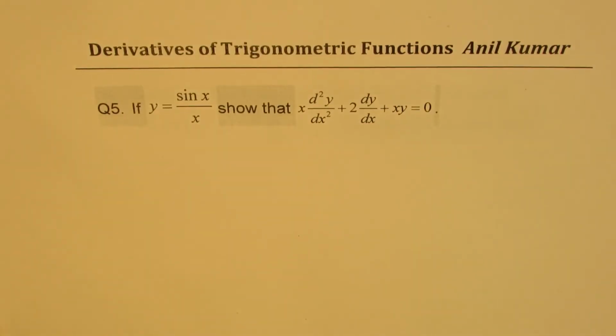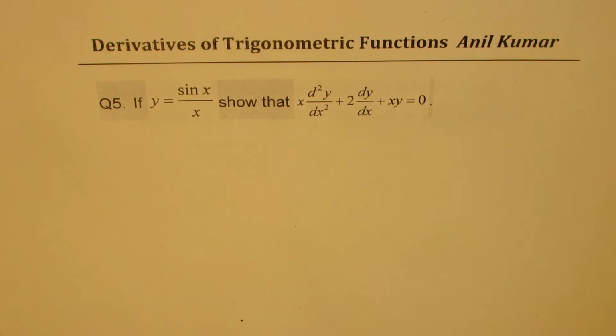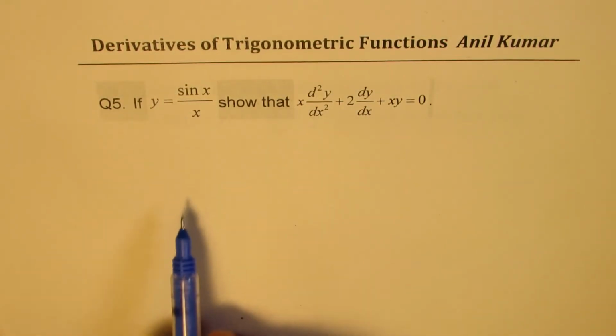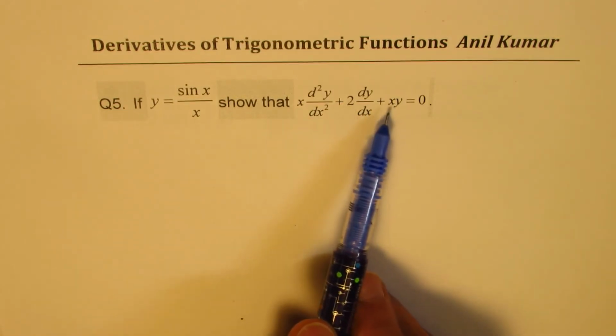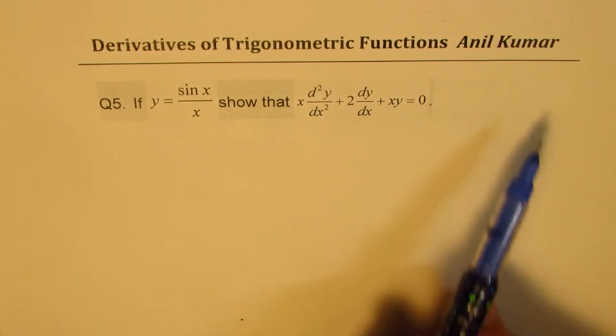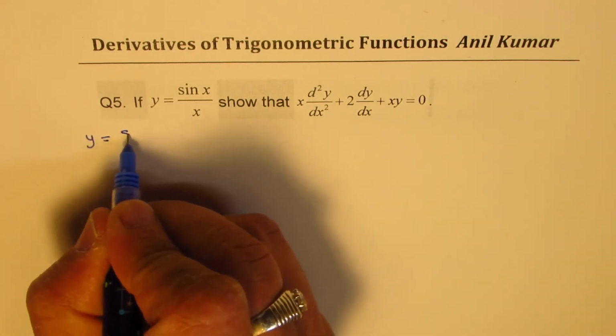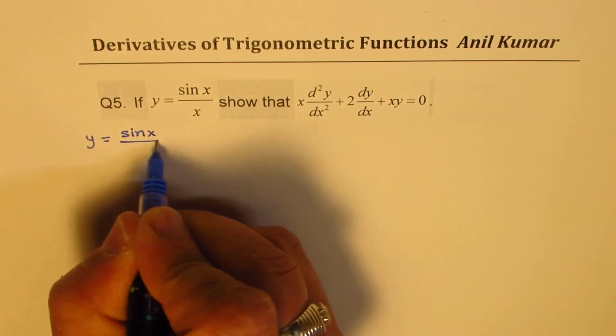Question number 5. If y equals sin x over x, show that x d2y over dx squared plus 2 dy dx plus xy equals 0. You can actually pause the video, answer this question, and then look into my suggestions. Now this question could be very complicated, so what we'll try to do here is, as we move along, find each term, write them on the right hand side, and then add them up, right? So let's begin with the given function, which is y equals sin x over x.